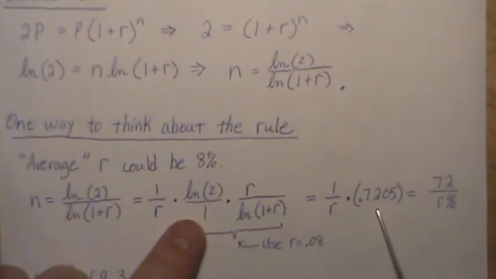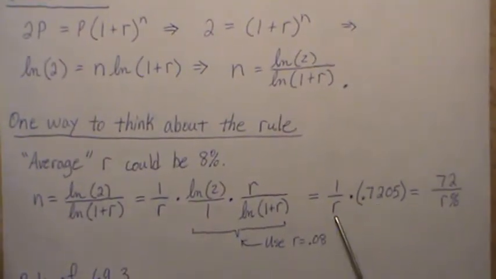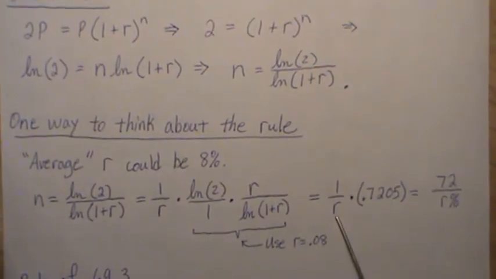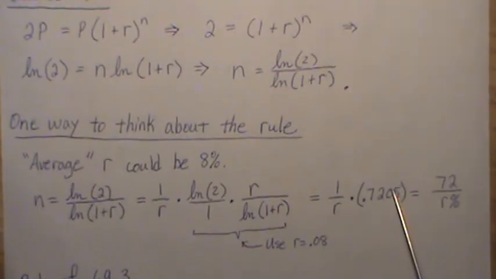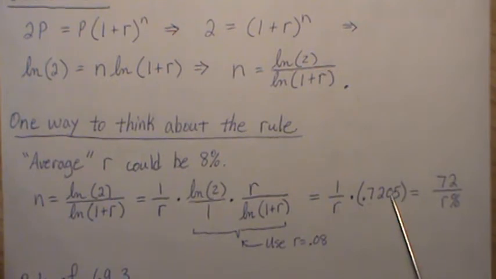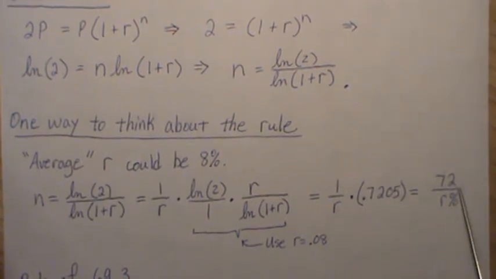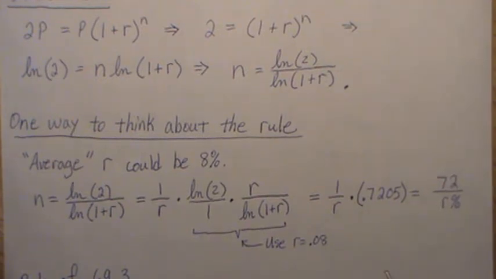We get 72.05, right? And now remember, this is a number between 0 and 1. So we multiply the top and the bottom by 100 and truncate off this 0.05. And that's where we get 72 divided by our interest rate. And that's it. That's the rule of 72, and that's how it was developed. To me, it is so surprisingly accurate that it's pretty amazing how simple it is and how accurate.